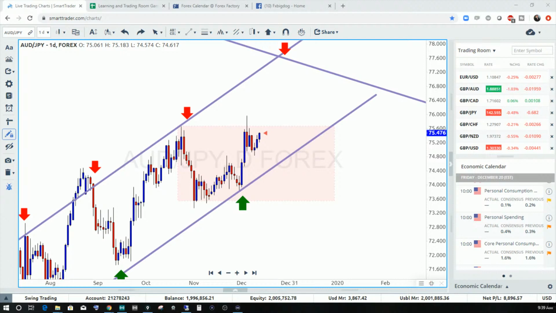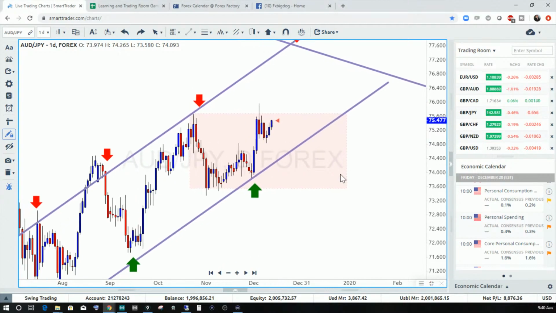So what I'll also be looking out for right here is making sure that we stay above that. And as price comes back down, making sure we don't go back inside there as it starts rallying back up north. So I'm going to be looking at this and seeing exactly how this is set up. But this is where we are right now with regards to the trading opportunity on the Aussie JPY.